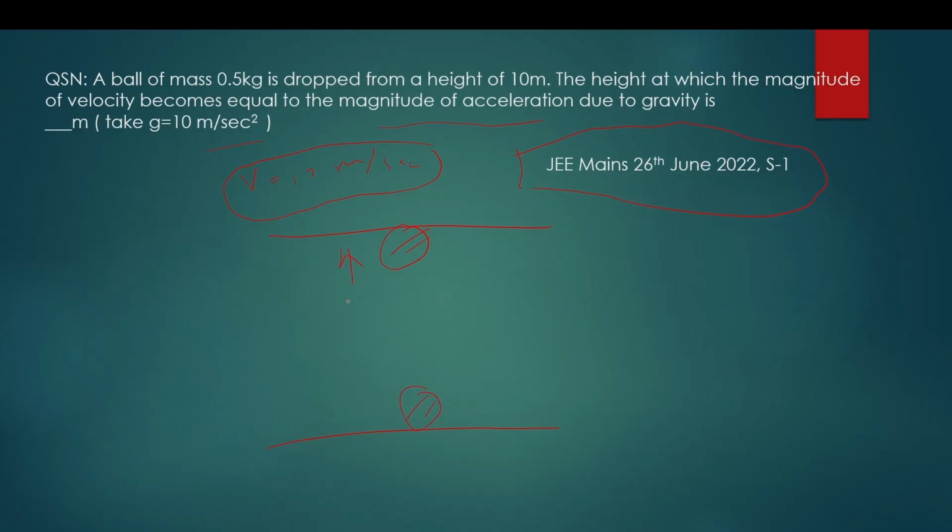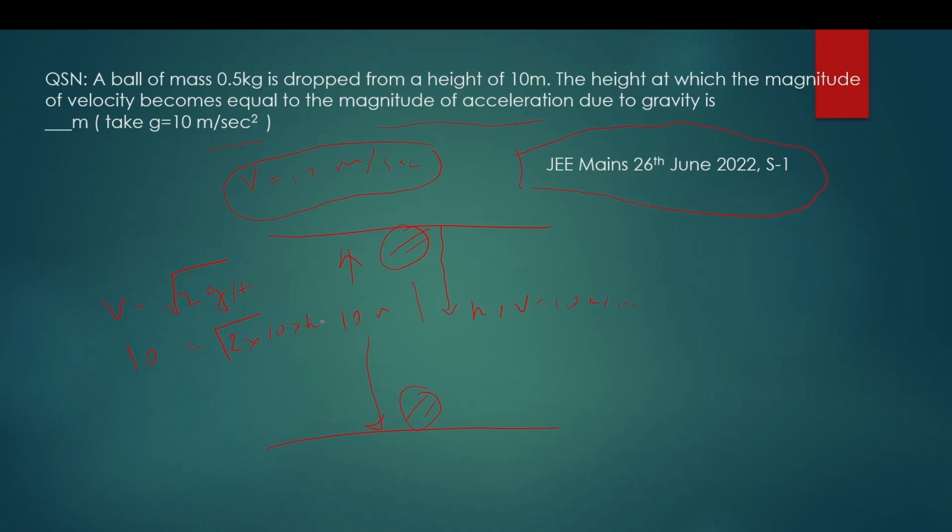The height is given as 10 meter. Okay, now suppose at this height h the velocity becomes 10 meter per second. So we already knew from the earlier equation that v equal to root over of 2gh. Okay, so v will be 10 equal to root over of 2 into 10 into h.